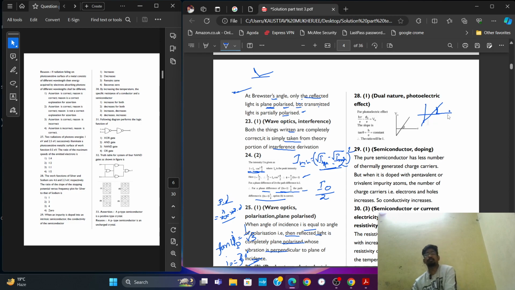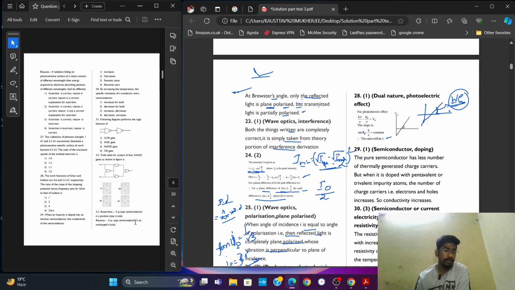How to calculate the slope? Slope is given by the formula h by e, where h is Planck's constant and e is the electron charge. So in both cases you can see that the slope doesn't depend on the work function or anything else. It depends on Planck's constant and e, and both are constants. So if we take tan theta for sodium and silver, the value will be equal. Therefore, the ratio will be 1:1, or 1. Okay, moving on to the next question.